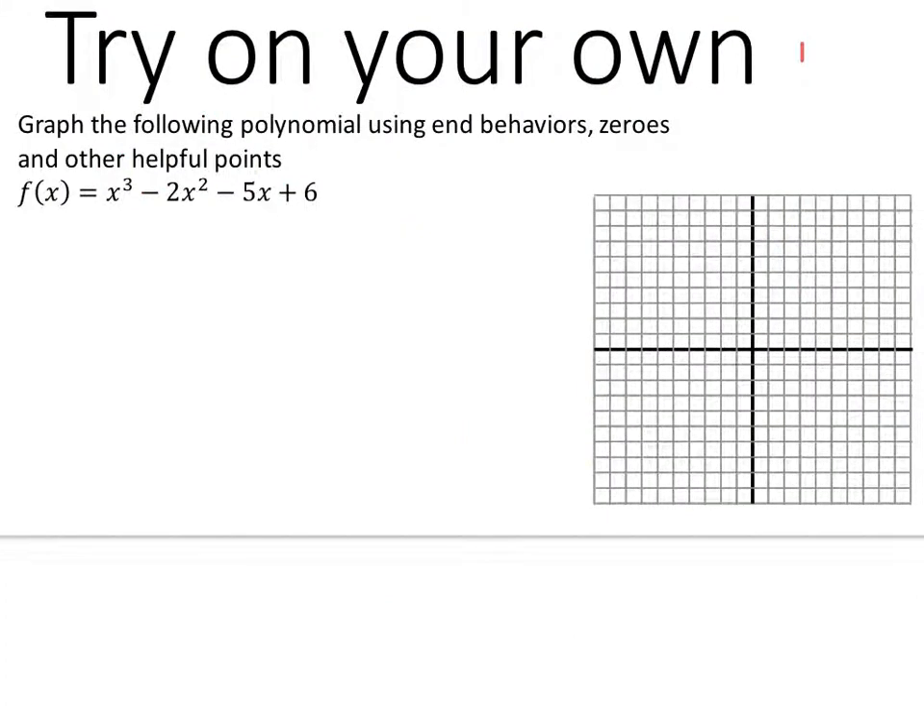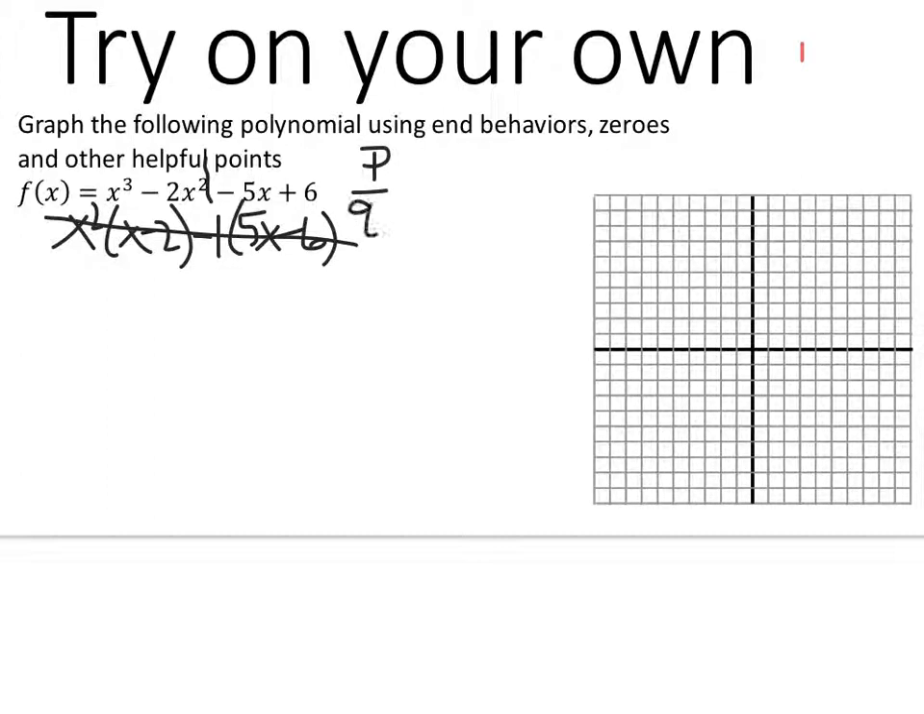So for the try on your own, it's the same thing. Start by looking at your leading coefficient and your degree. I'm going to go ahead and show you. If you try factor by grouping, you'll have x minus 2, and here they only have a -1 in common, so that's 5x minus 6. So this will not use factor by grouping, which means you have to do p over q in synthetic division.